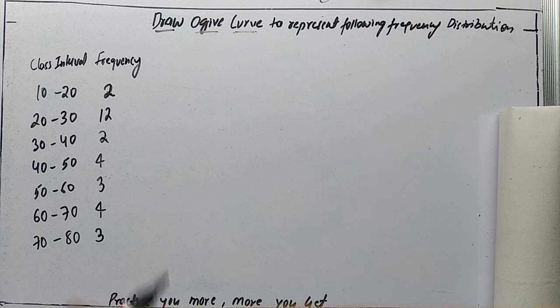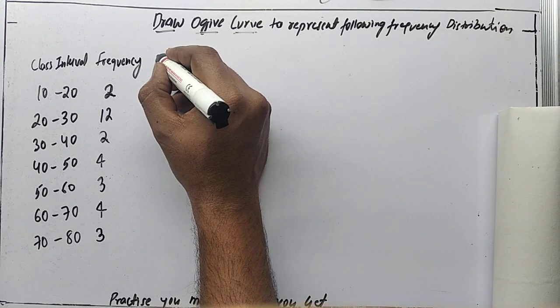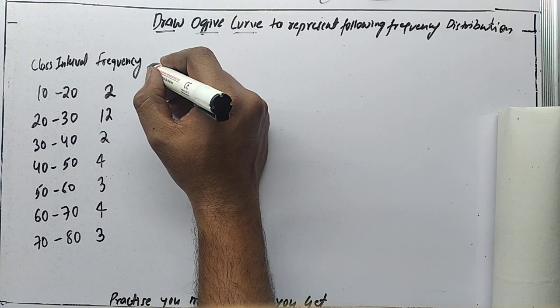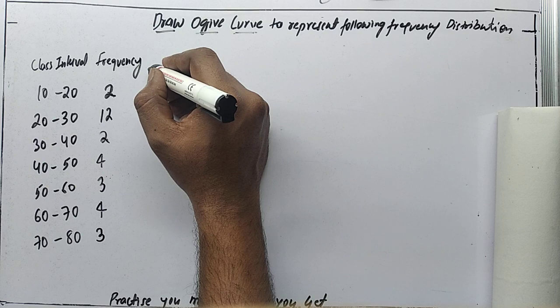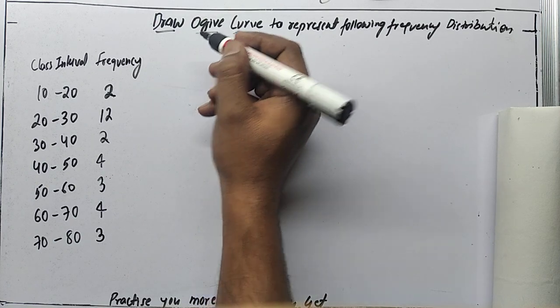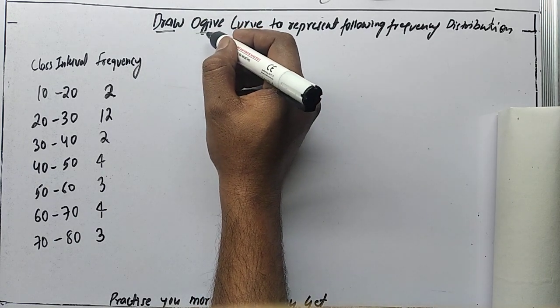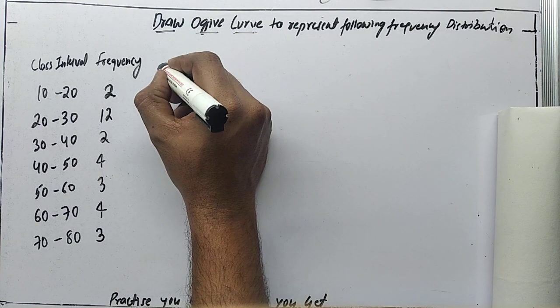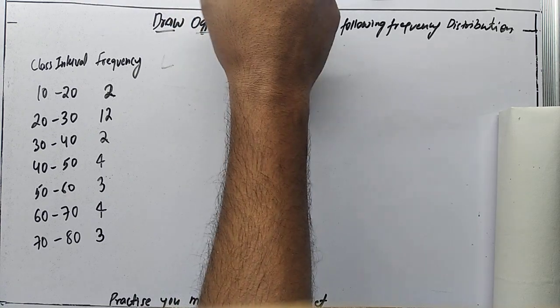So in the question you are going to get a class interval and frequencies. We will be drawing the less than Ogee curve. So you have to first find the less than cumulative frequency. Okay, so we'll find the LCF, less than cumulative frequency.